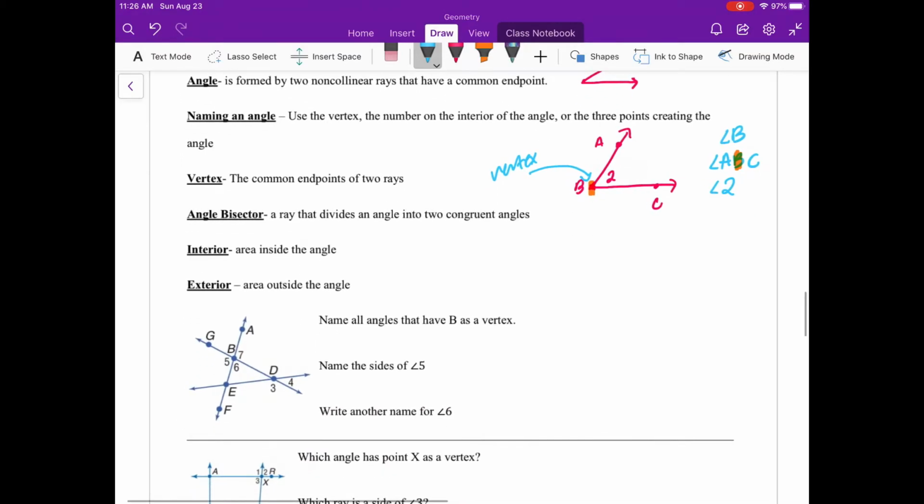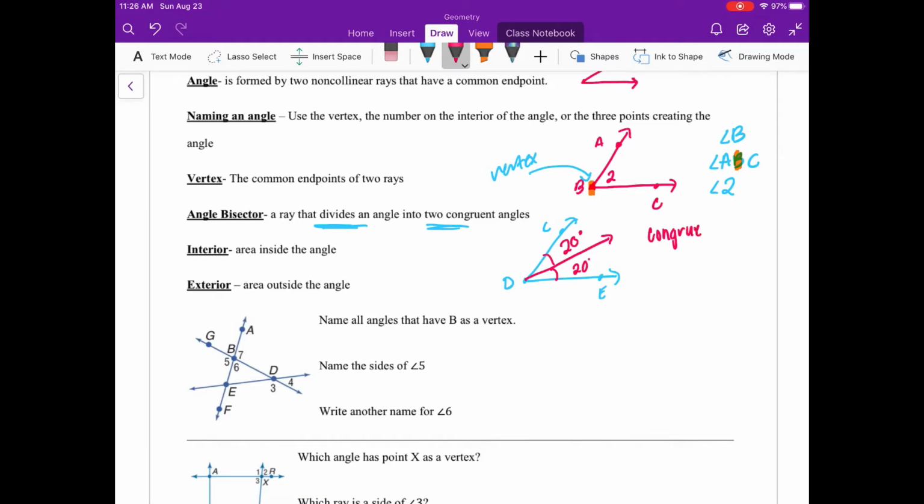Our next word is an angle bisector. So let's say we have an angle over here, and let's call this one CDE. An angle bisector is going to divide your angle into two congruent angles. So it's going to cut through right in the middle. And congruent means that they're the same measure. So if I measured this and this happened to be 20 degrees, I know that this side is also going to be 20 degrees.